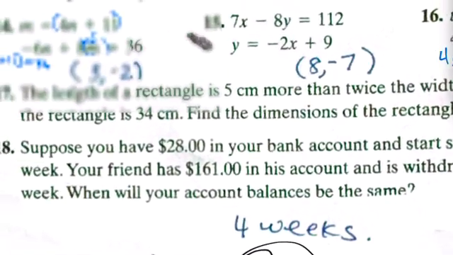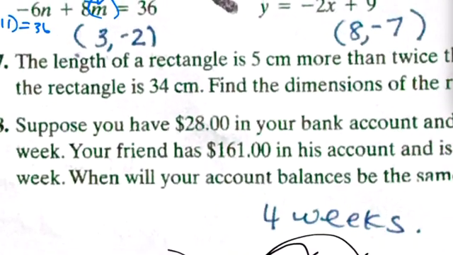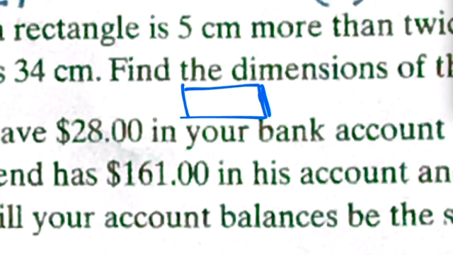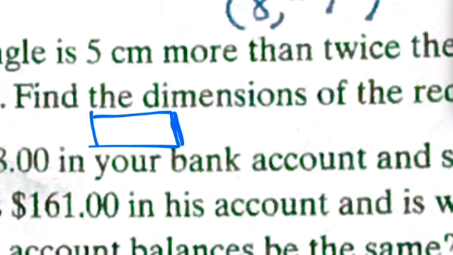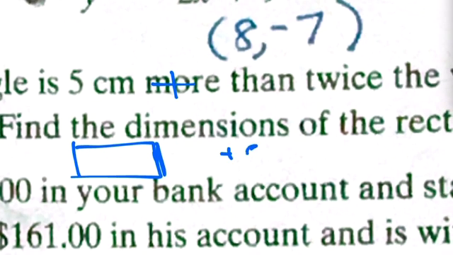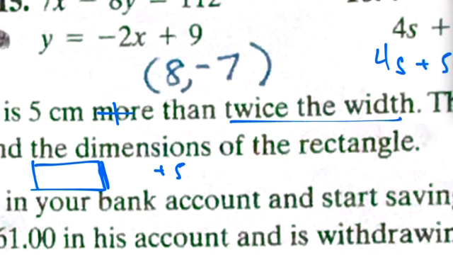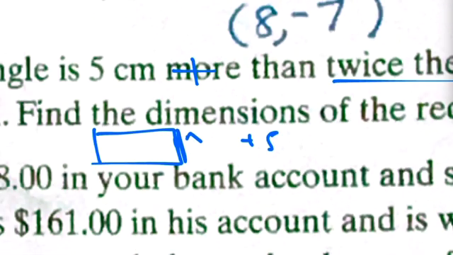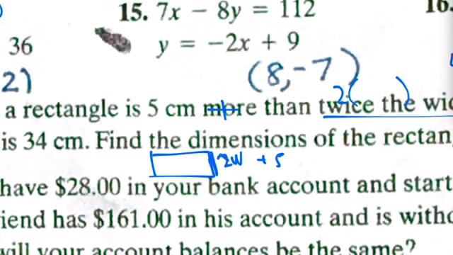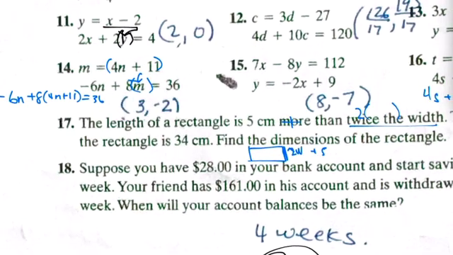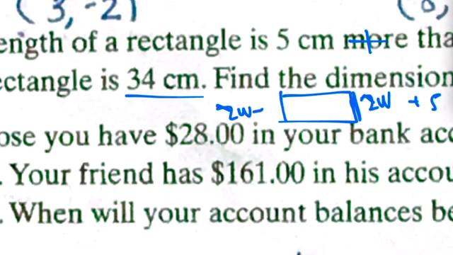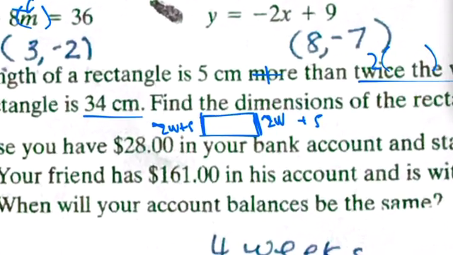Okay, number 17. How to do 17. A length of a rectangle. So here's a rectangle. The length of it, this length right here, is 5 more than twice the width. 5 more, so it's plus 5, then twice the width. 2W. Twice is 2 times. 2 times what? The width. The perimeter is 34. So this is 2W plus 5 also, because it's the same. Find the dimensions of the rectangle.